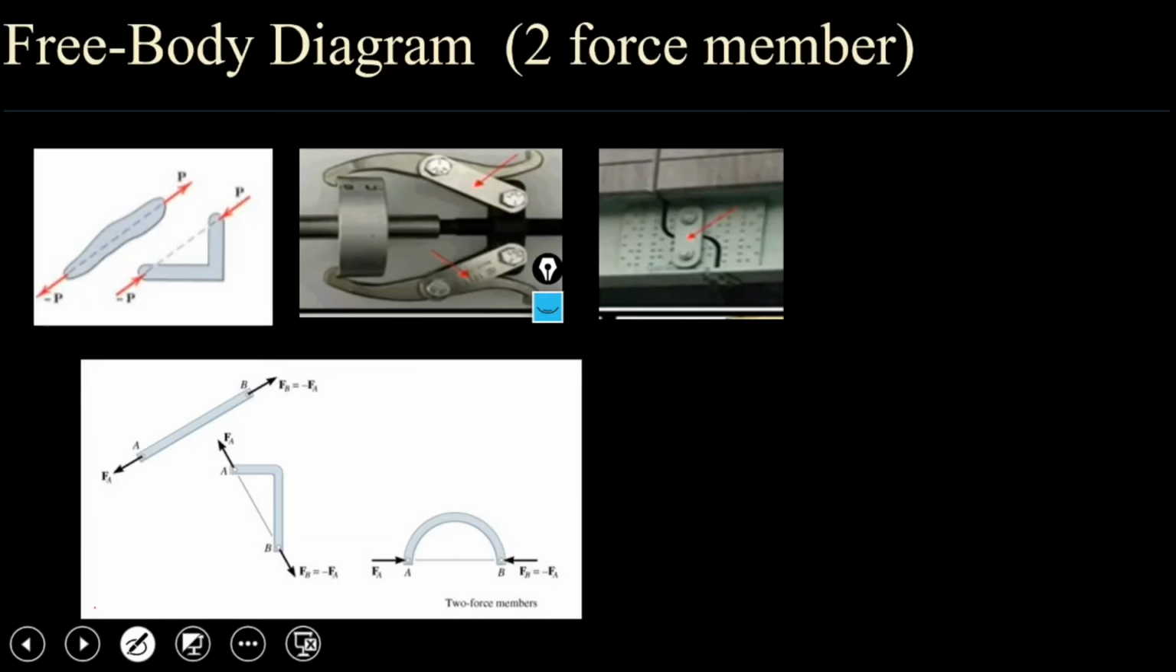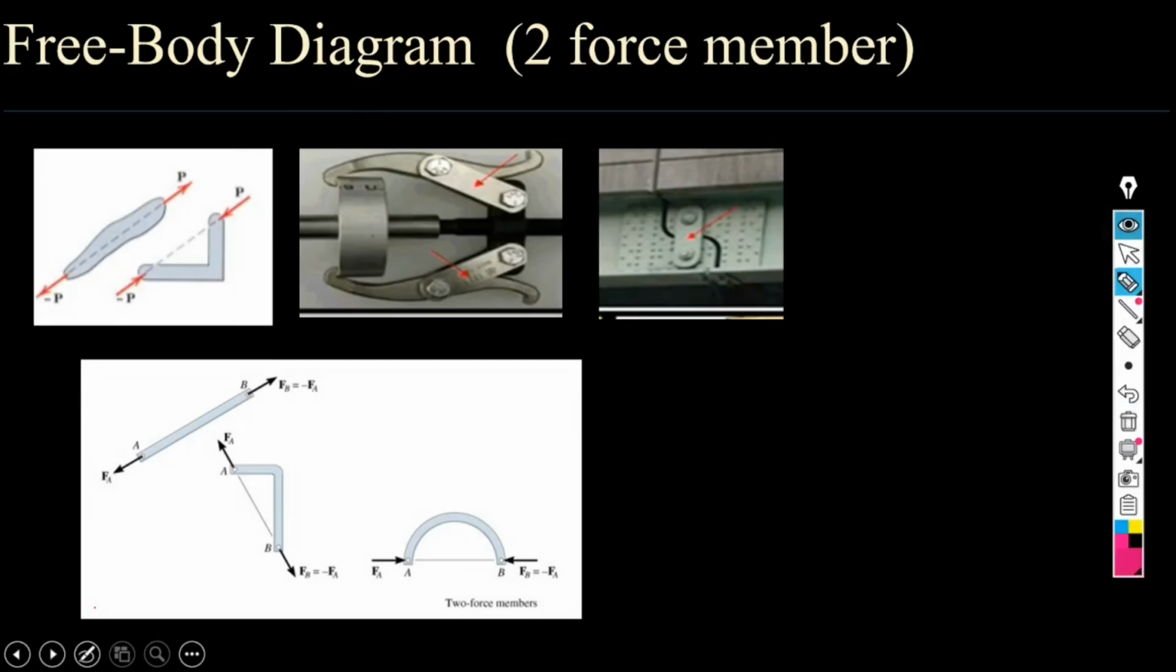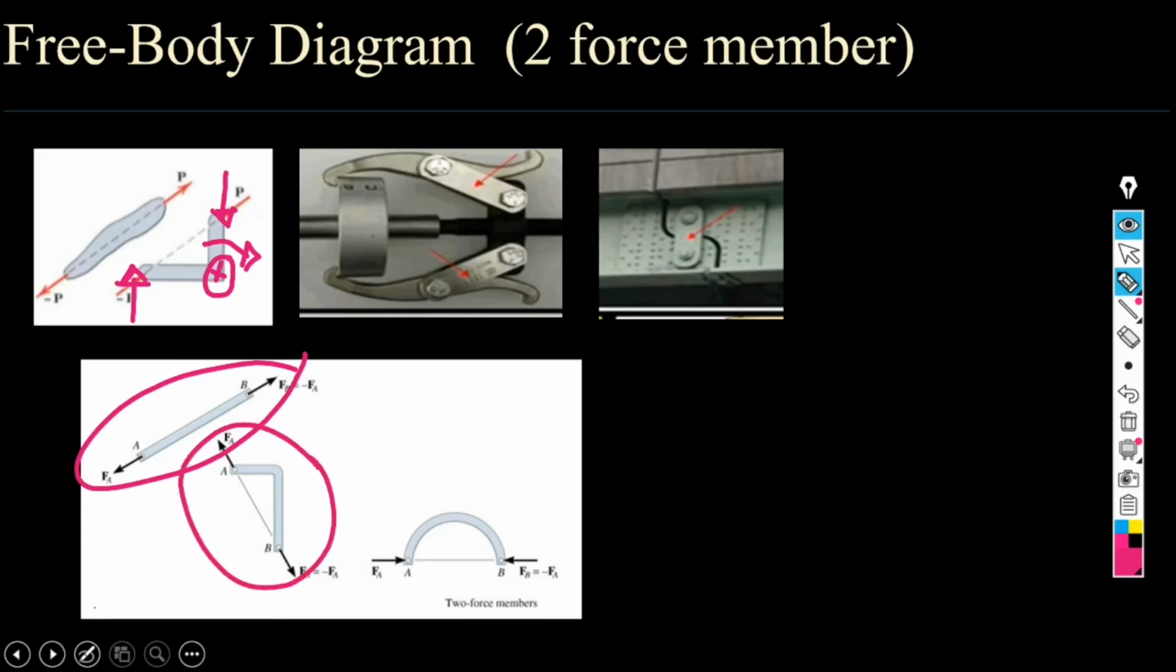The two force member will be under equilibrium with the collinear forces only, because if you take moment about this point, there is a moment that exists, which is not under equilibrium due to moment. That's the reason it has to be in equilibrium due to collinear forces only. Collinear like this or like this.